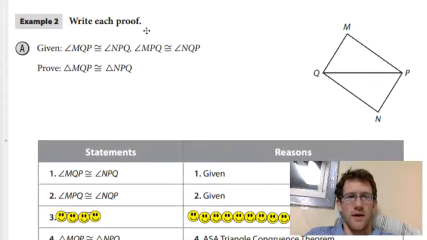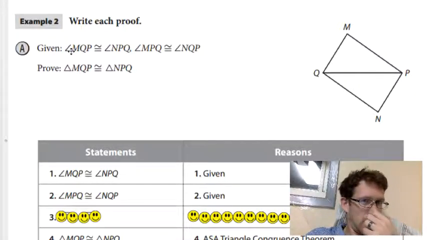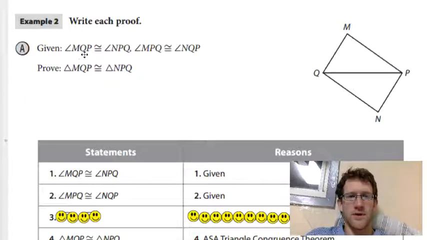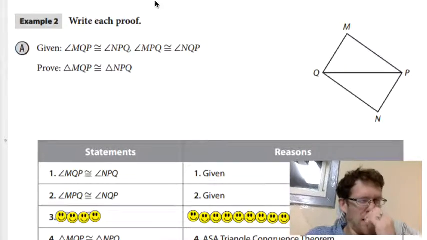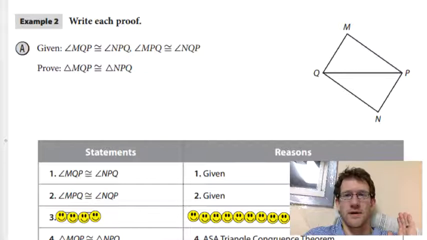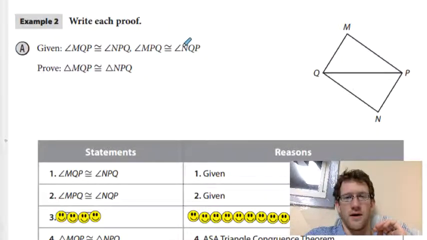So this proof, we're just going to write out the missing parts here, but it says that the given is that angle MQP is congruent to NPQ and angle MPQ is congruent to angle NQP. Okay, that's a handful. I really like to be visual about these, so I'm going to go ahead and highlight these and show that they're congruent using our congruence marks. Since they're angles, we'll use that little arc mark, and we'll do a double arc mark for this second congruence that's given as well.